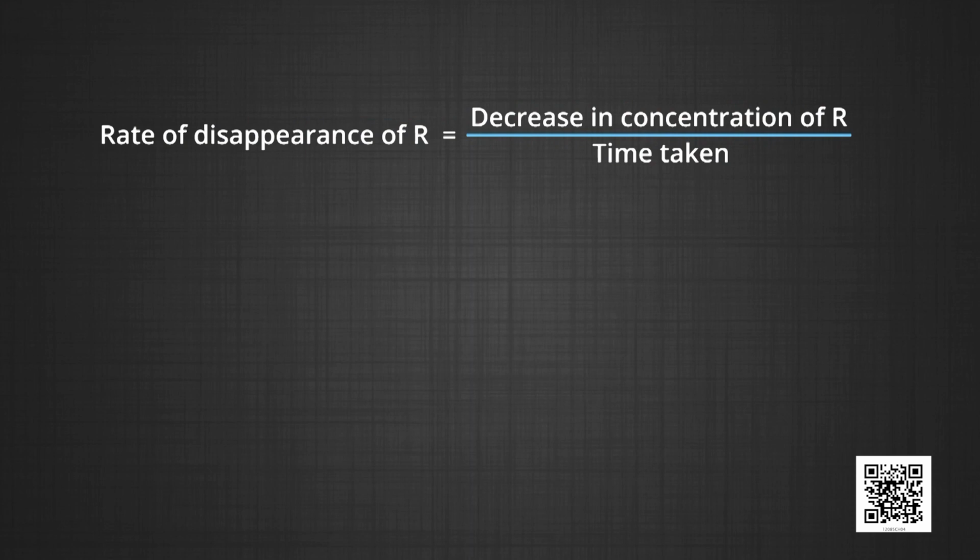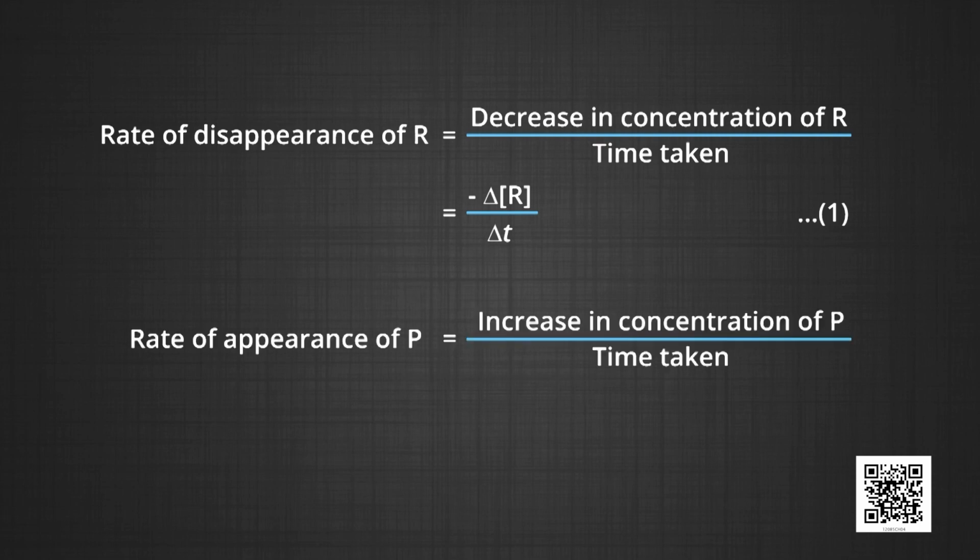The rate of the disappearance of R is equal to the decrease in the concentration of R divided by time taken, and it is equal to minus delta R by delta T, or the rate of appearance of P, that is products, is equal to the increase in the concentration of P divided by time taken. It is equal to delta P upon delta T.